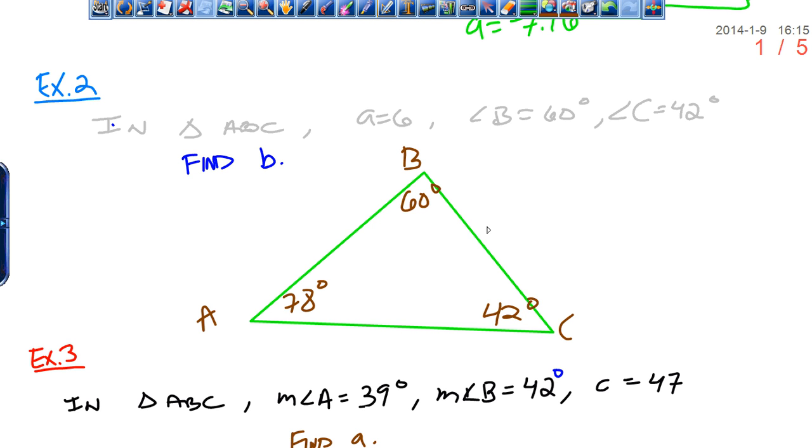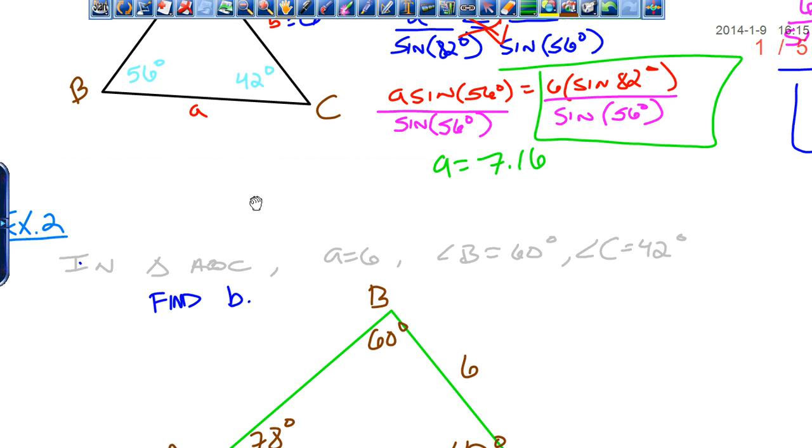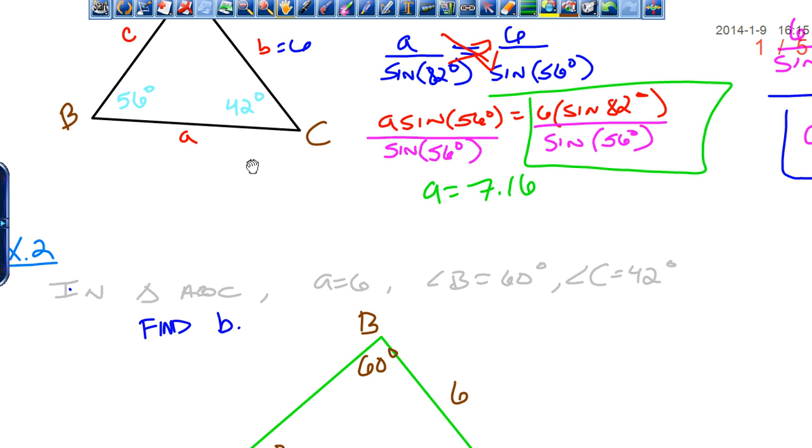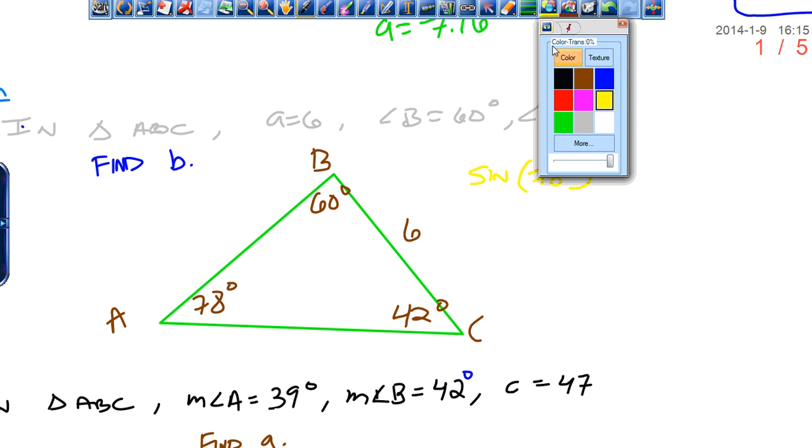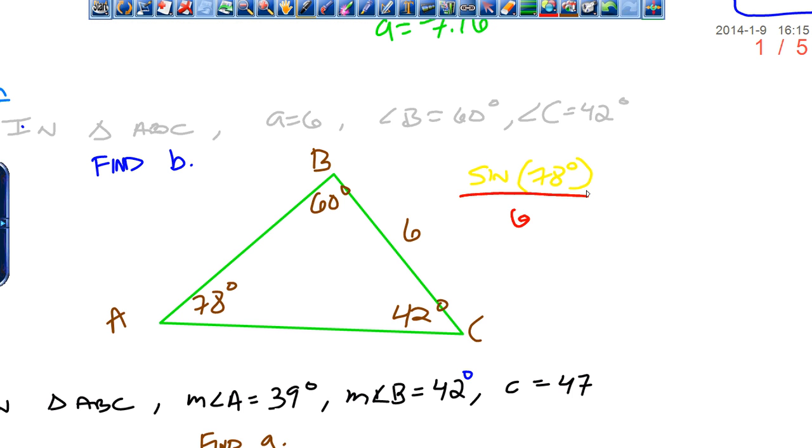I know a is 6, that means this one is 6. We're just asked to find B. So go ahead and just plug it into those equations and then solve. Let's see which way I did it last time. I did it with the small letters on top, so I'll go ahead and do it the other way this time just because I can. So sine of 78 degrees over 6 is equal to, I'm trying to find B, so sine of 60 degrees over B.